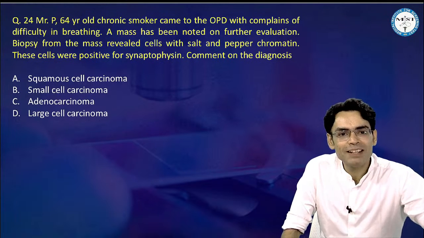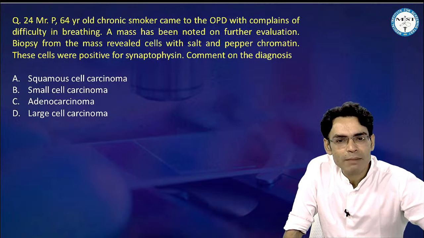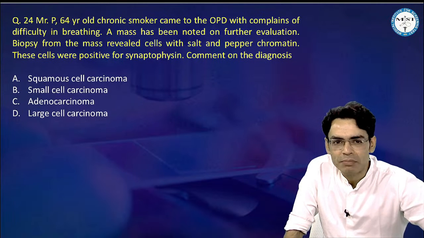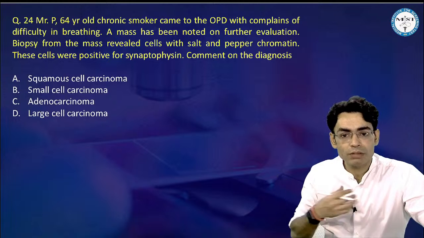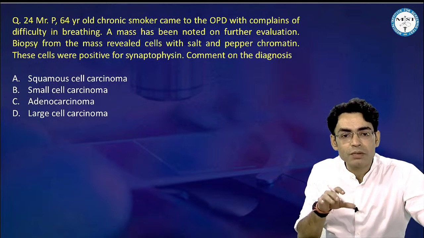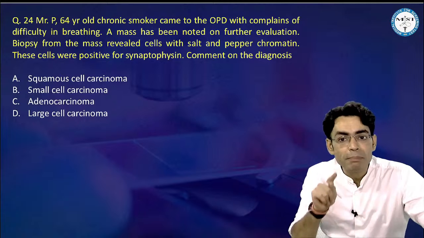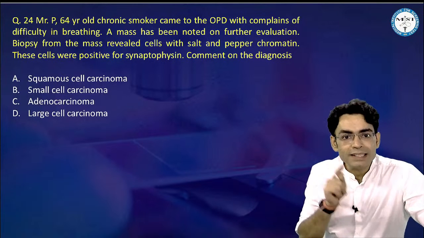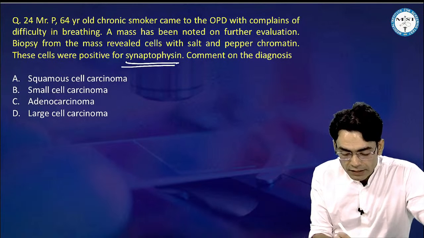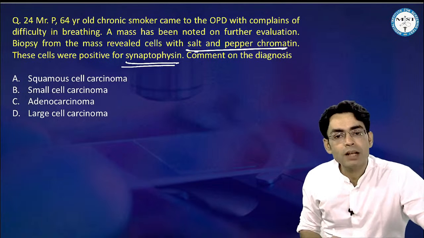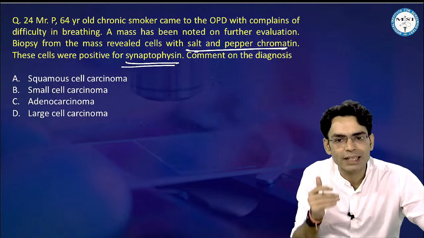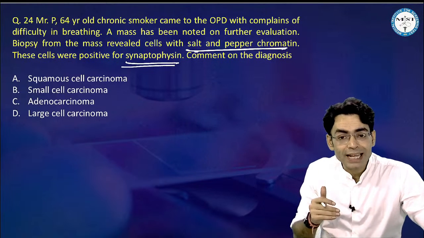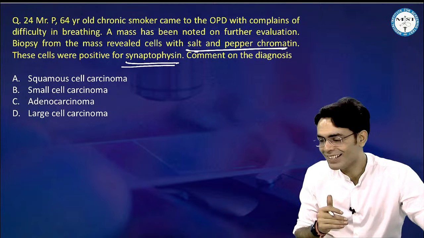Mr. P, a 64-year-old chronic smoker, came to the OPD with complaints of difficulty in breathing. A mass has been noted on further evaluation inside the lungs. Biopsy from the mass revealed cells with salt and pepper chromatin. These cells were positive for synaptophysin. Okay, comment on the diagnosis. Once you see the options, they are talking about a lung cancer. Now, if you talk about a lung cancer, I hope you remember.